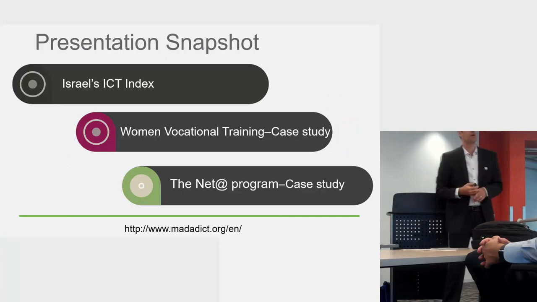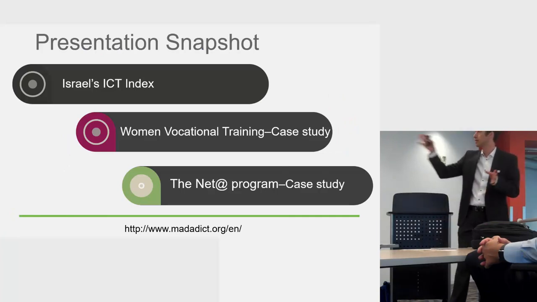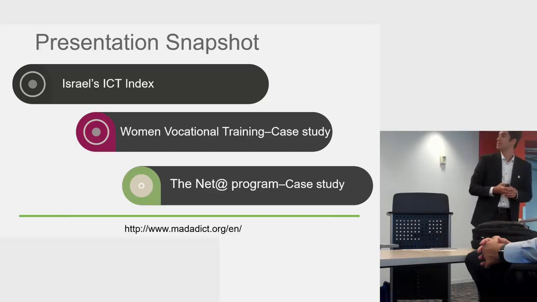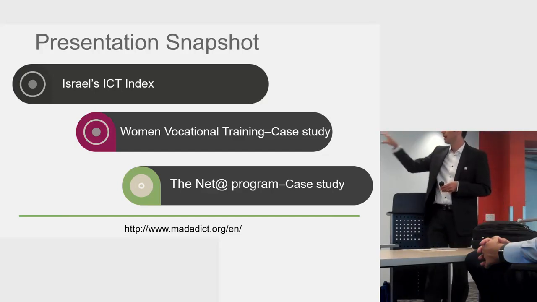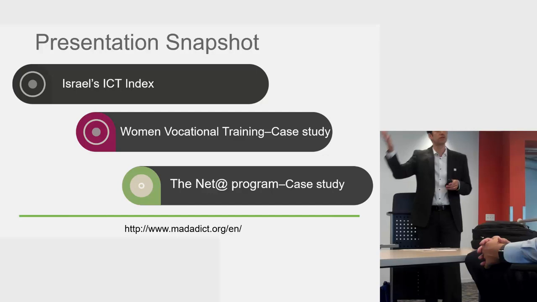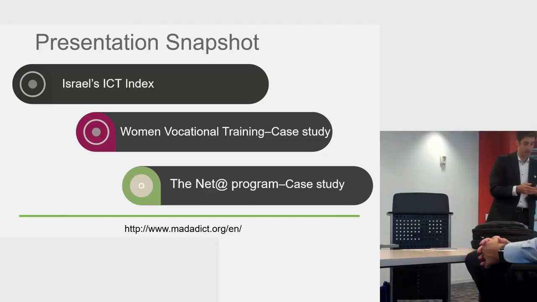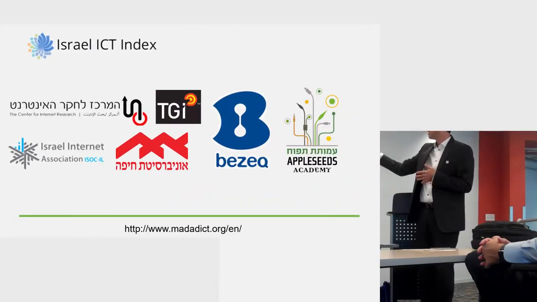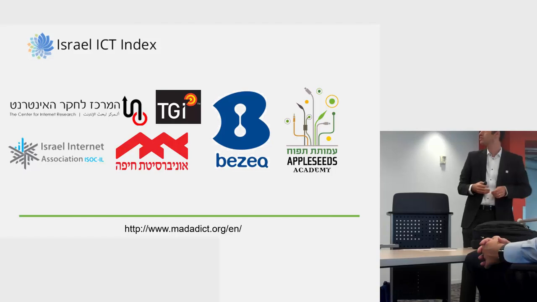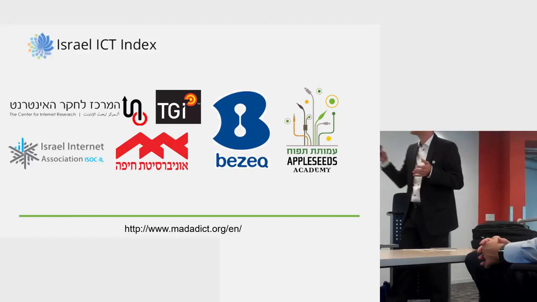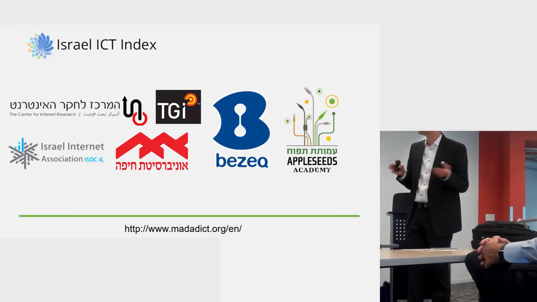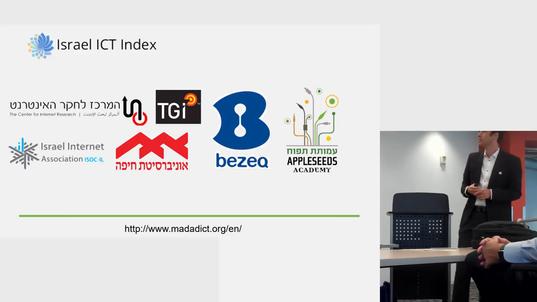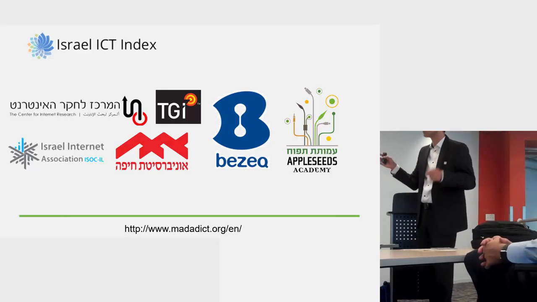Snapshot, what I'm going to talk about in the next 10 minutes. I'm going to start by telling you about Israel's ICT Index, which is one of our initiatives in the last few years. And then I'm going to dive into 2 case studies of how increasing digital literacy impacts employability and education. The Israel ICT Index is a partnership between us, Bezeq, which is the largest telecommunication company in Israel, and the Center for Internet Research at the University of Haifa, with the Israel Internet Association. These are the major players in the digital divide field in Israel.